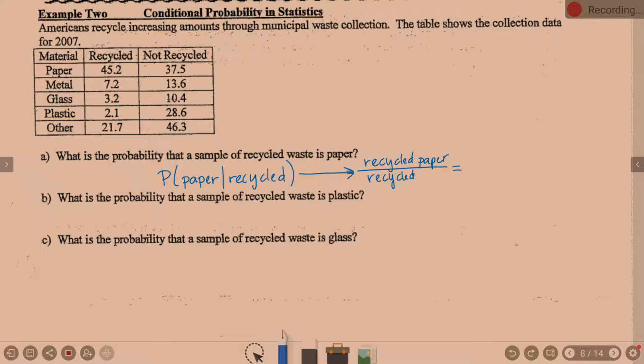Okay. You question why I asked you to get calculators, right? Lots of good calculator stuff. So what are you putting on top? Okay. 45.2. What are you putting on bottom? 79.4, because that is everything that is recycled when you add it all together.